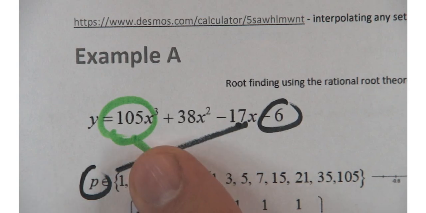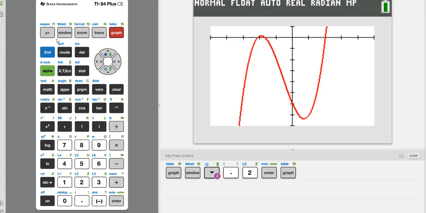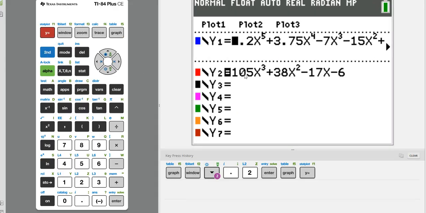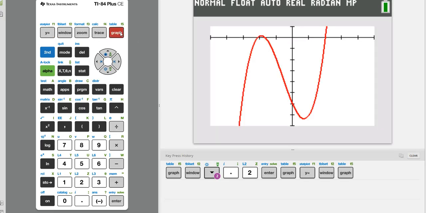If you want your calculator to find the root of some polynomial like this, then what you can do is enter that polynomial into your equation editor. It's in Y2 for me. And then when you graph it, you can ask your calculator to find where that graph crosses the x-axis.